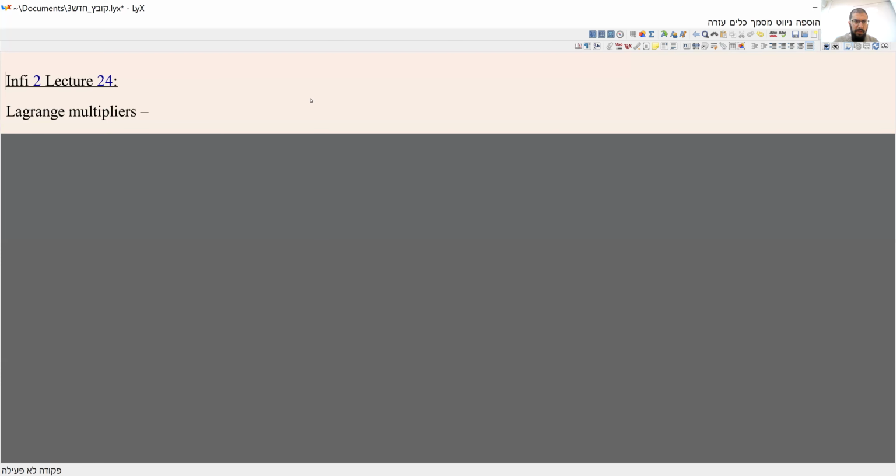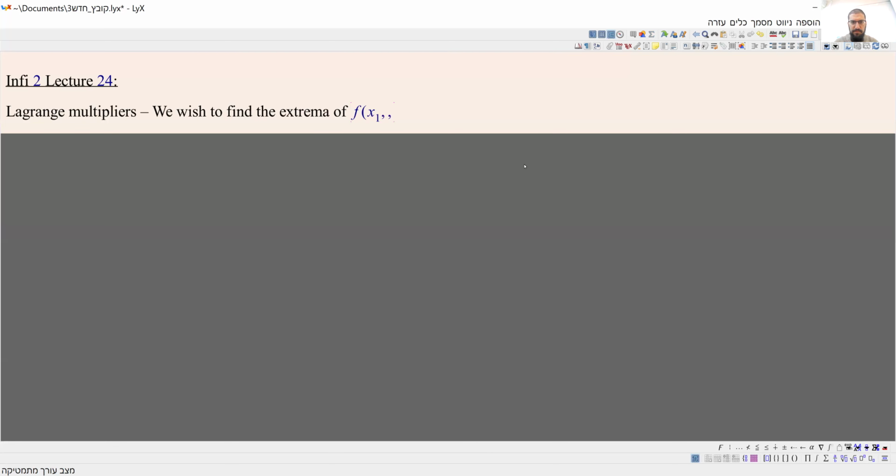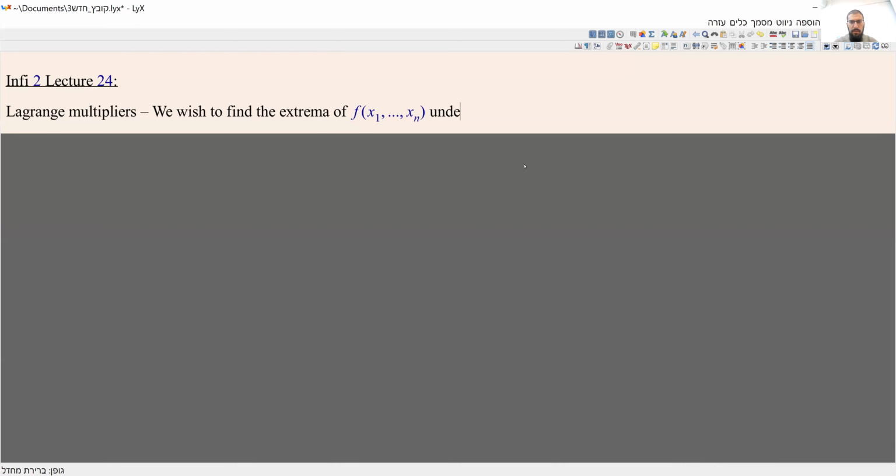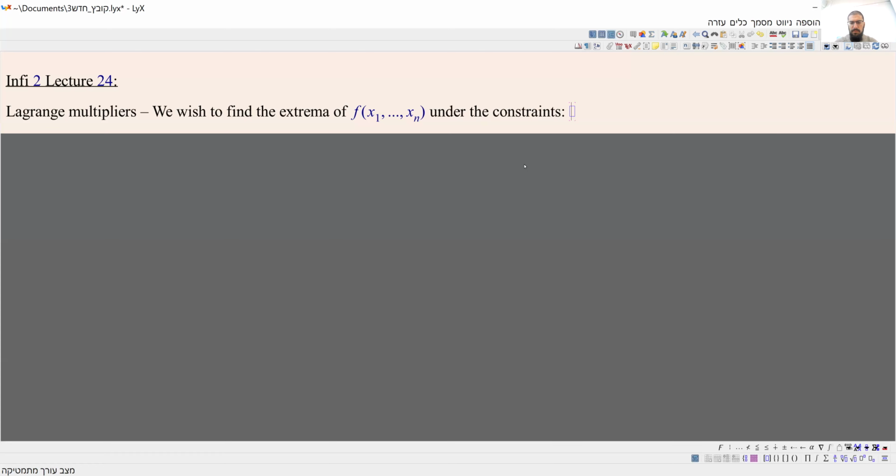Started to talk about Lagrange multipliers. We wish to find the extrema of some function f under the constraints where gi is 0.